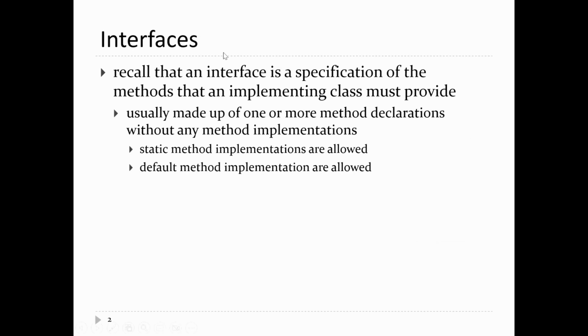We've seen Comparable, right? So the Comparable interface says that if a class implements the interface, it has to provide a compareTo method, right? And it also says that the compareTo method must behave a certain way. So an interface is just a specification of the methods that an implementing class must provide. Normally in an interface, it's just a bunch of methods and that's it. There are no definitions for the methods. There's only the method declaration and the contract or the specification of the method.